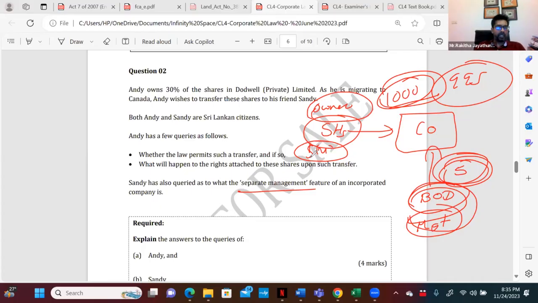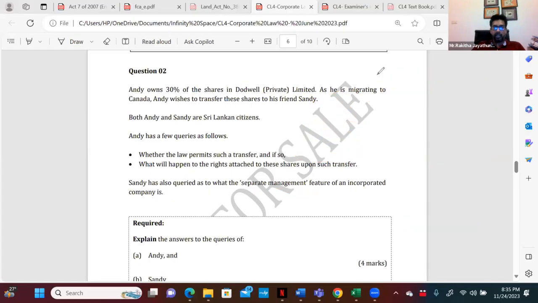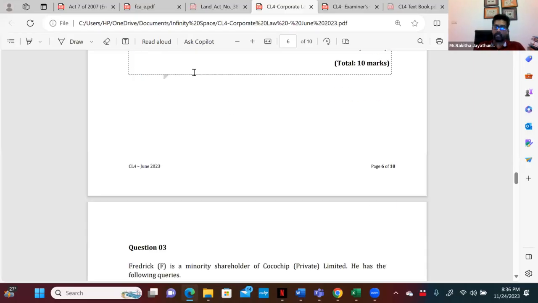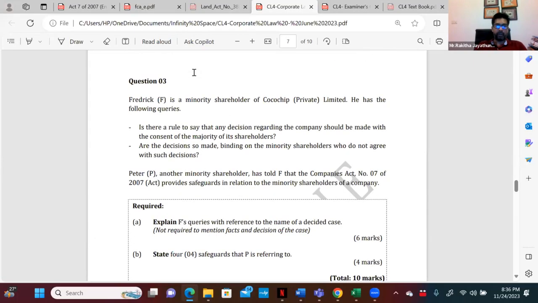The only way that you can interfere with the management is by way of resolutions passed at a shareholder meeting. Otherwise, you cannot get involved in the management of the company. This is known as separate management. So don't confuse yourself with separate legal personality. So that is the answer to this question. So that is done. 10 marks. Within 18 minutes, you should be able to answer this question. Target 15 minutes. I don't think even it will take 15 minutes if you know the concept properly.